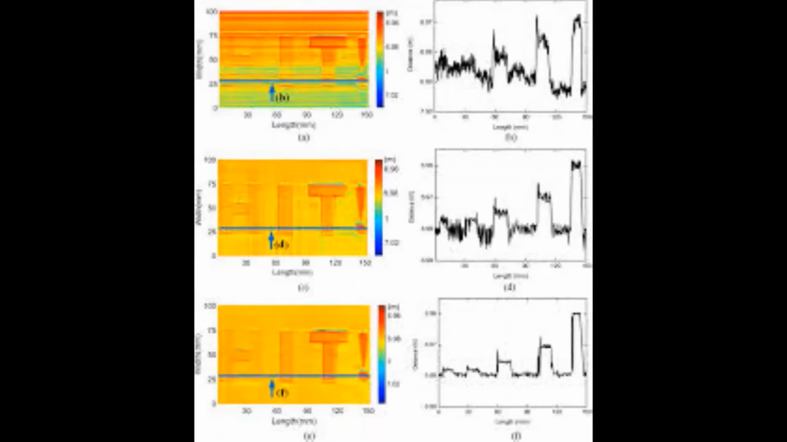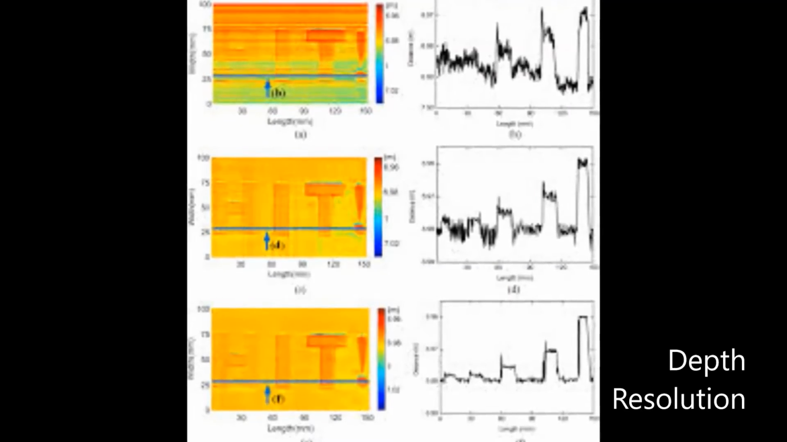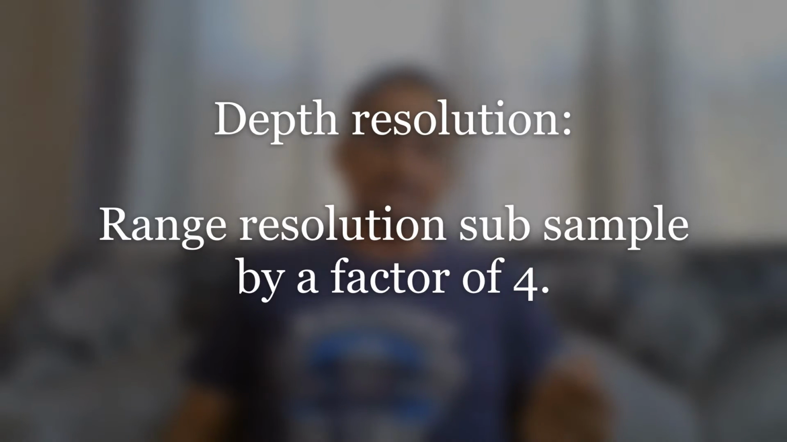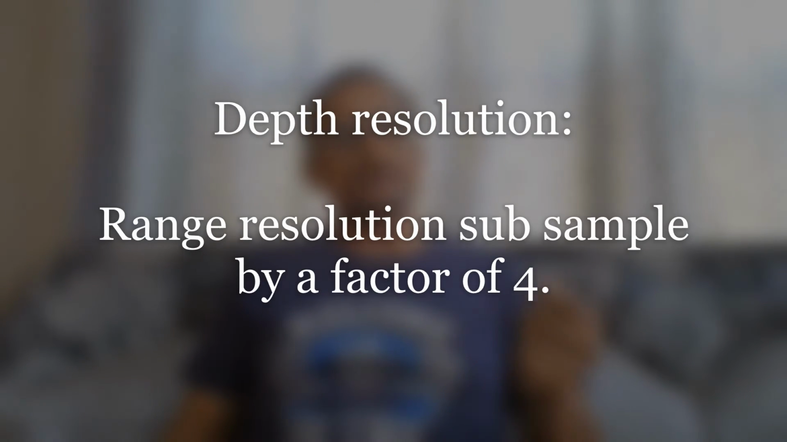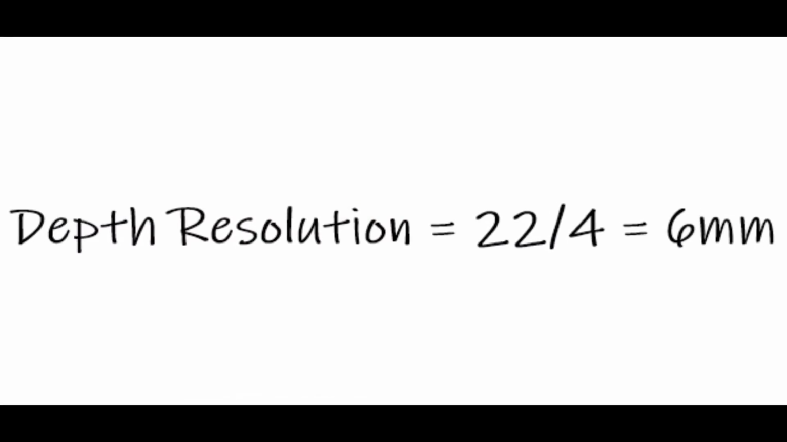Apart from range resolution, we have a depth resolution, or a bottom detection resolution. Reson 7125 further subsamples this range resolution by a factor of 4 to attain its depth resolution. Carrying forward the earlier example where we got a range resolution of 22 millimeters, the depth resolution would be further subsampled by a factor of 4, and that will be 6 millimeters. Usually it is the range resolution that is of our interest. Also consider the fact that the resolution mentioned is of the nadir itself.